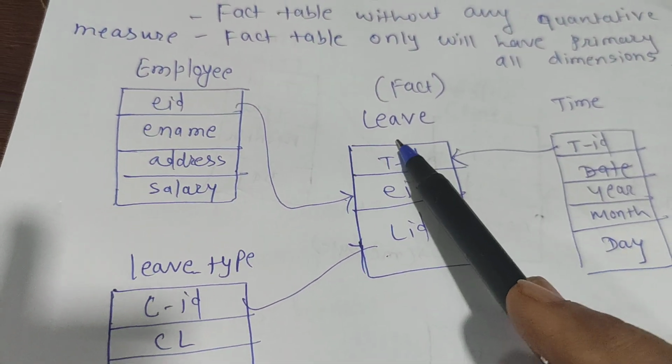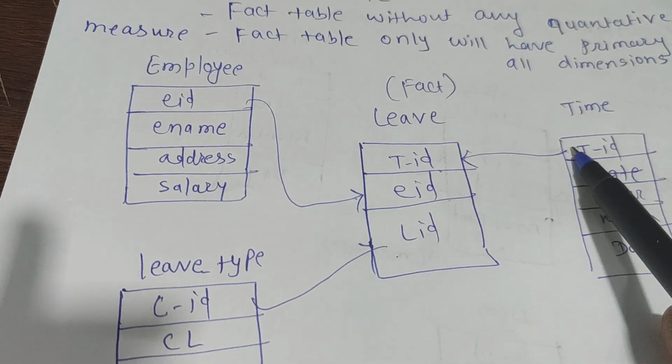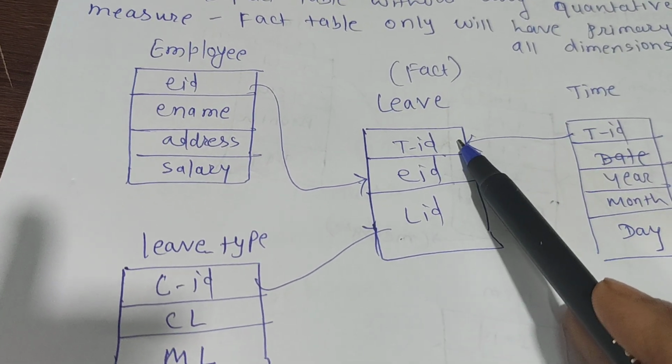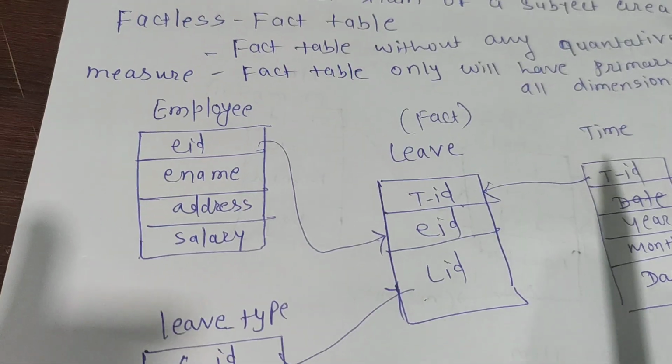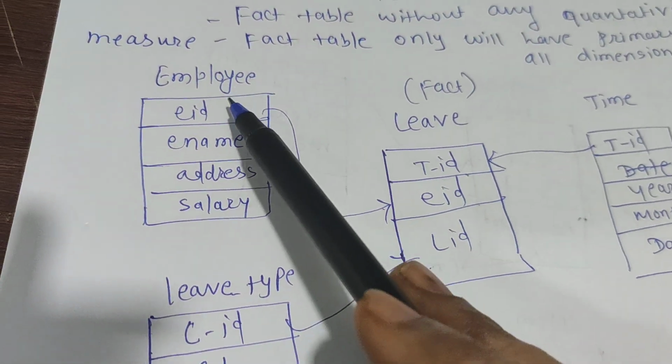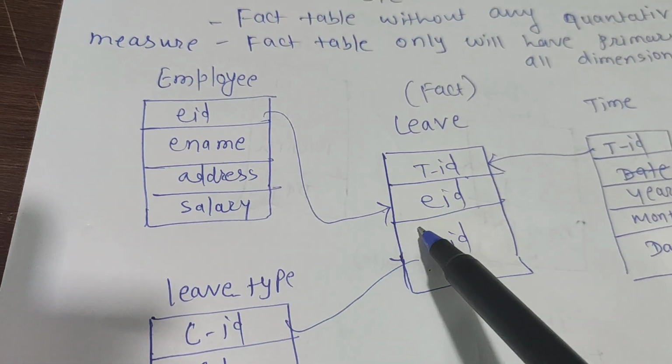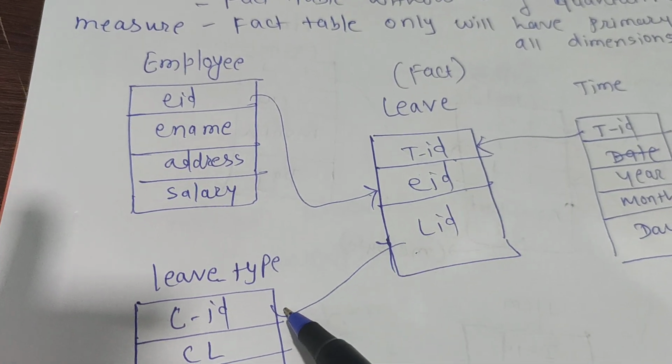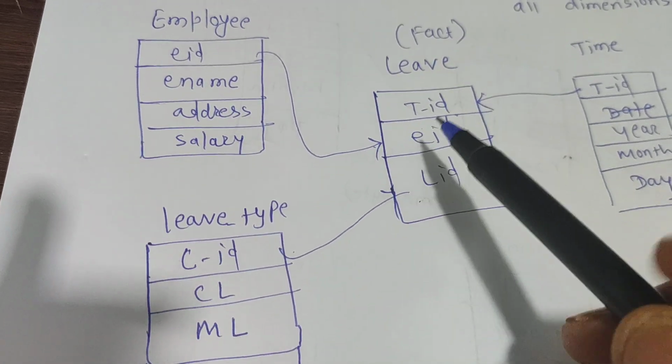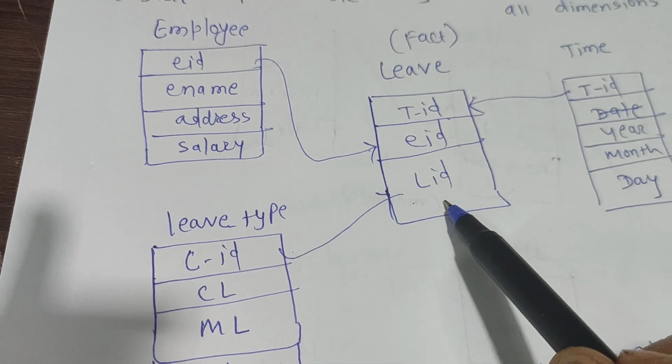In the leave fact table, I have the primary key of time, that is TID, that is the surrogate key of time, then EID of the employee, LID of the leave type, and there is no measure here in the fact table.